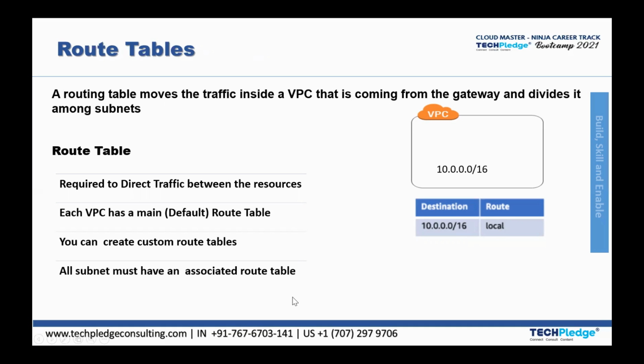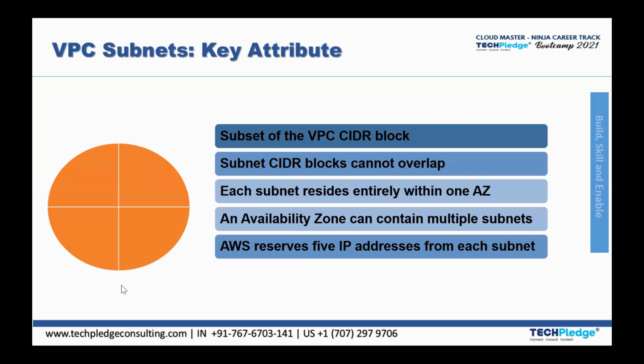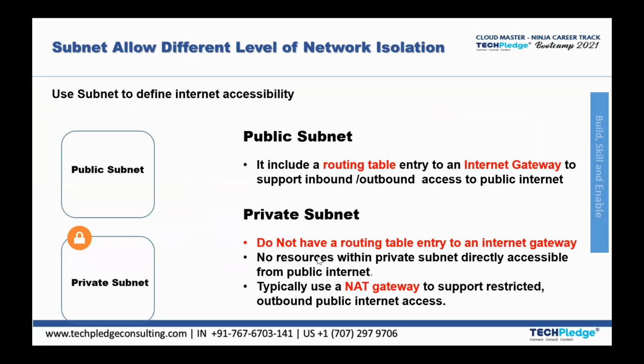The last point is very important. All subnets must have an associated route table, because if we do not define the route table corresponding to its subnet, then where will the requests or the traffic go? Now let me give you another note. I've said that AWS reserves 5 IP addresses. These 5 IP addresses are as follows. First is your network ID. Second is your broadcast ID. Third is the internet gateway. Fourth is the routing table. And fifth is the NAT. NAT stands for network address translation.